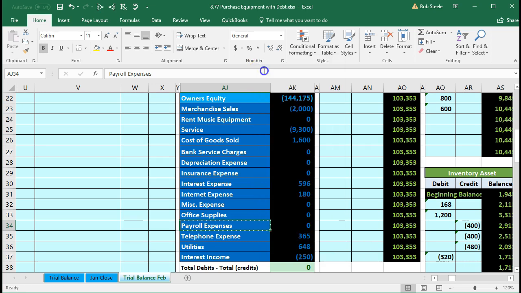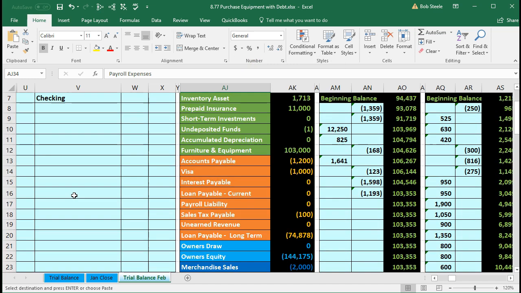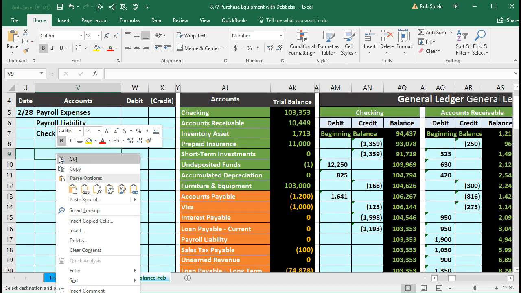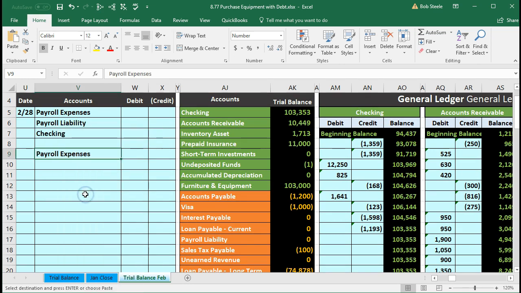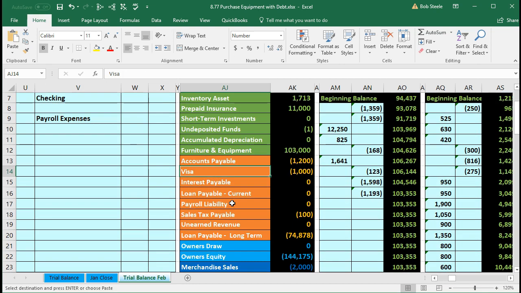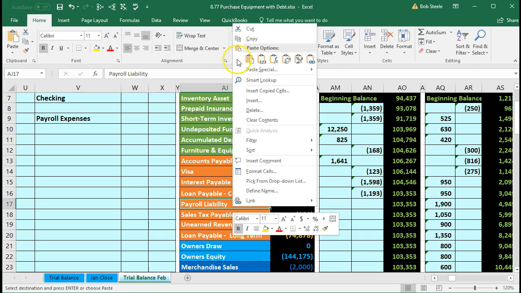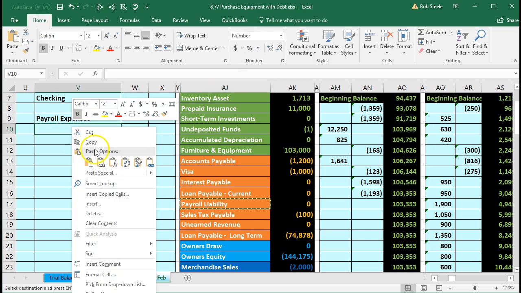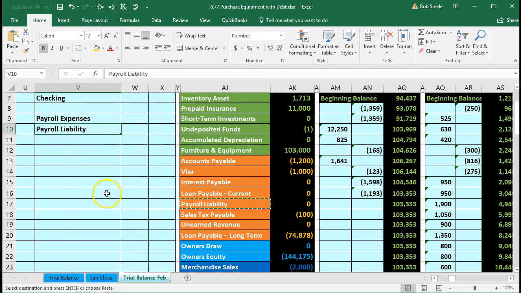It's an expense. We're going to debit it as always. I'm going to put that in another journal entry so that we see that separately. We're going to paste that, right click, paste it in V9. And then we have the other side of that, which will be the liability. It's going to be what we owe also to the government for payroll taxes. So that's going to be payroll liability in AJ17, right clicking and copying. And then we will put that in V10, right click and paste. That's what we have then.